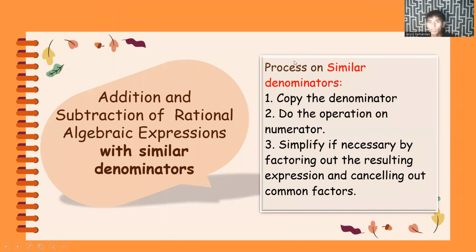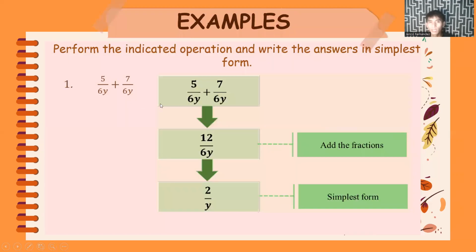Okay, so it is a process on similar denominators. Just copy the denominators, do the operation on the numerators, either addition or subtraction, and after that, we will simplify if it is necessary by factoring out the resulting expression and then canceling out common factors. So that's the process. As you can see here, they have the same denominator, 6y.